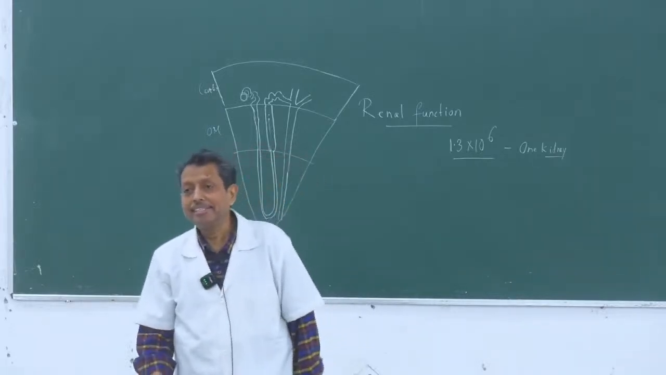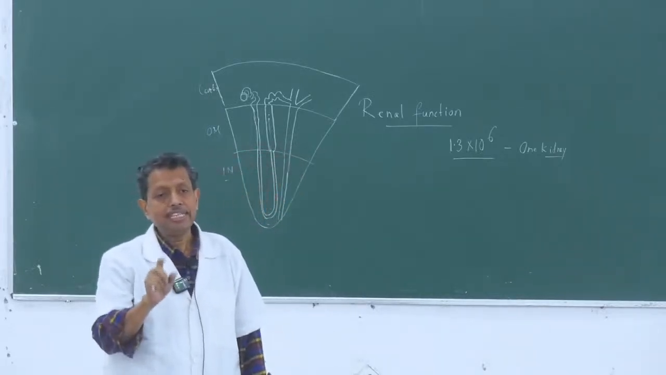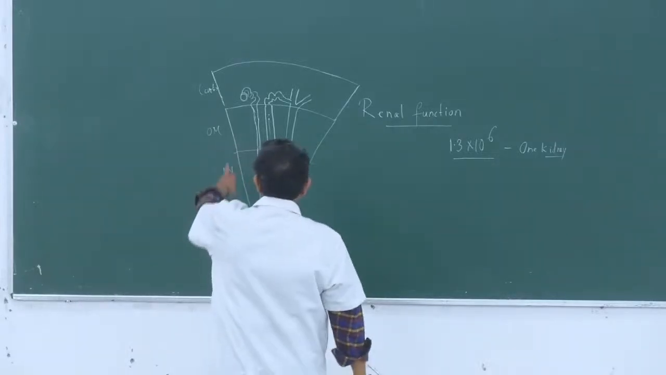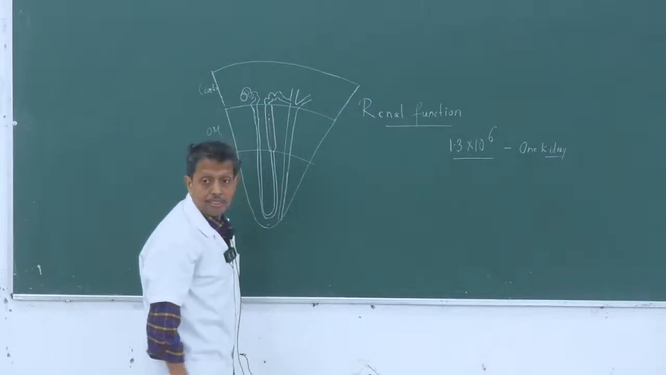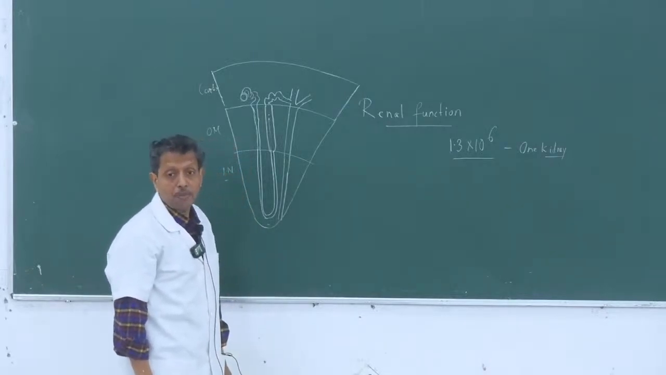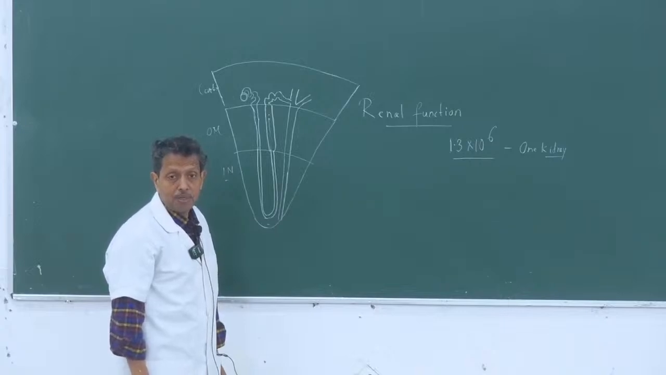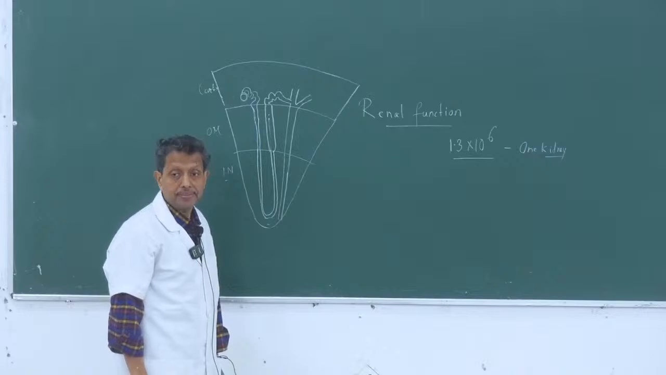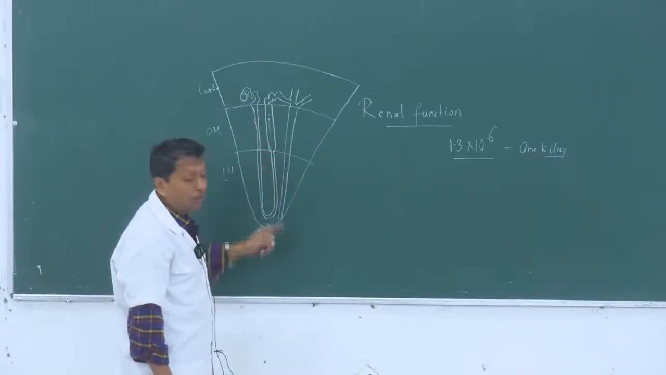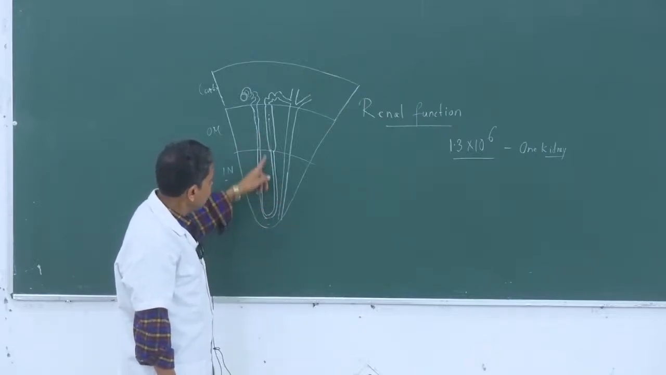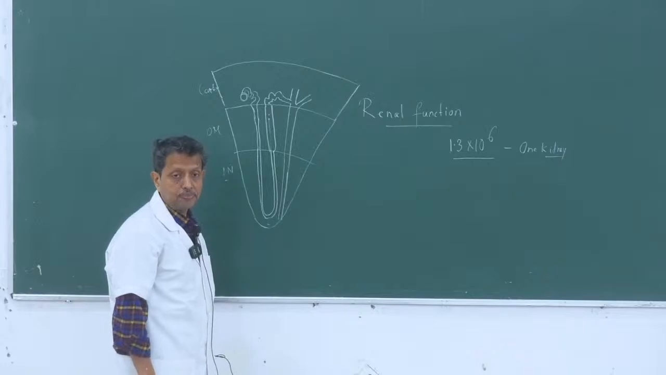In your text, you will find the exact figure. And here there are these glomeruli, some are superficial, they are cortical nephrons, and it is a juxtamedullary nephron, and it has a long loop. Cortical nephrons have a loop of Henle that is shorter, but in the juxtamedullary nephron this loop of Henle is prolonged.